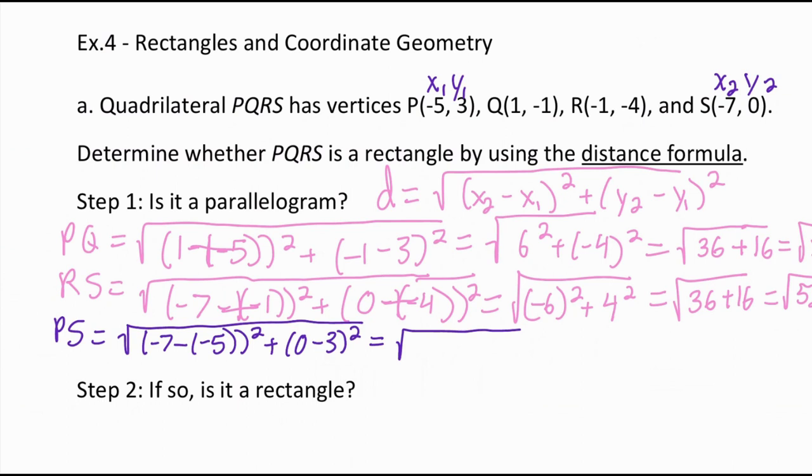So again, those double negatives are going to do what? Cancel out. Go positive. So we're going to get negative 2 squared plus negative 3 squared. What is negative 2 squared? 4. And negative 3 squared is 9. So this is going to be the square root of 13. Does that simplify? It doesn't. Okay. And lastly for this, I need to figure out that last side, so that's QR.